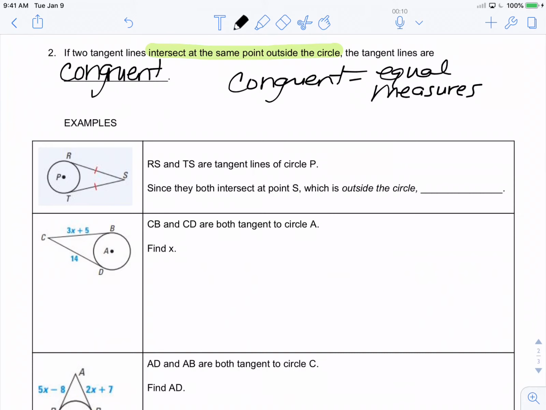All right, so in this example, RS and TS, so these two lines here, are tangents. Since they both intersect at point S, and that point is outside the circle, then RS is going to be congruent to TS.